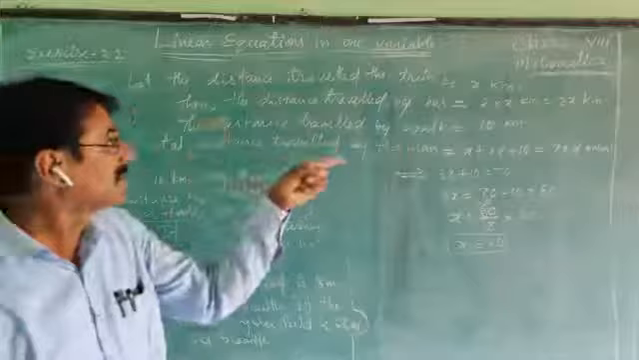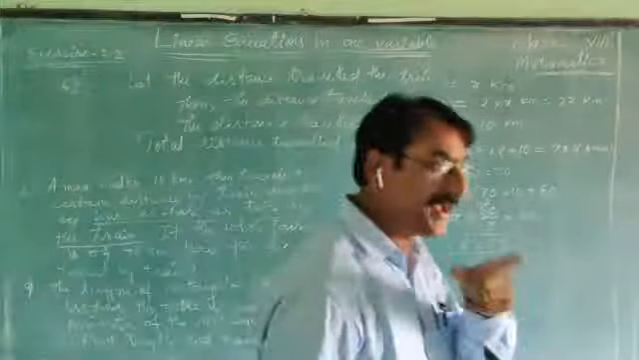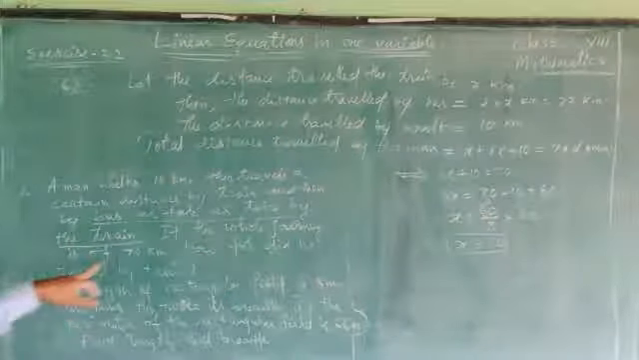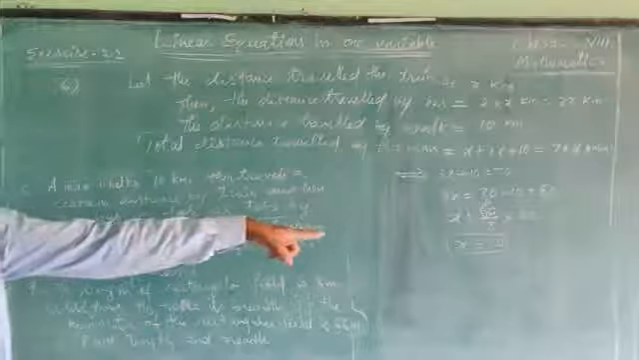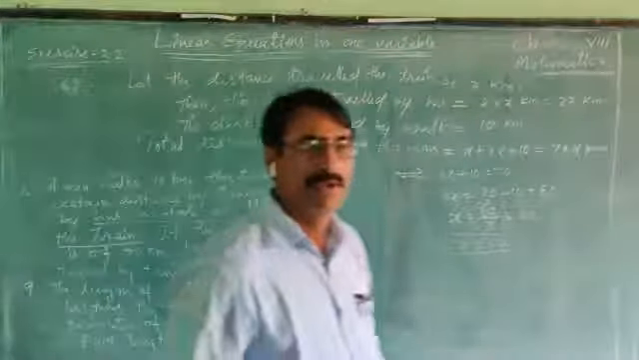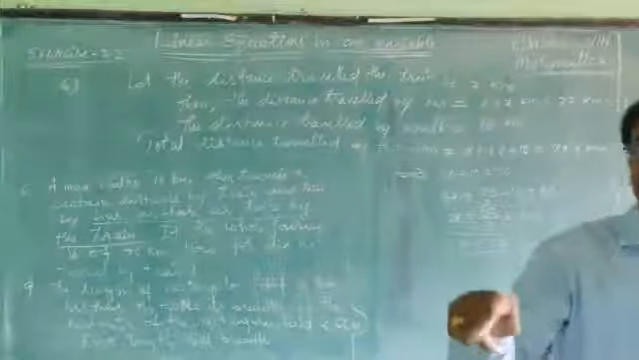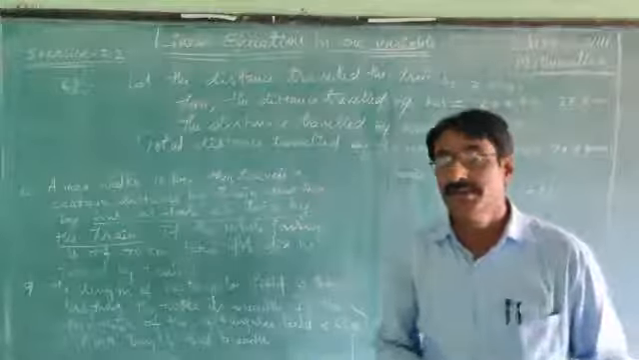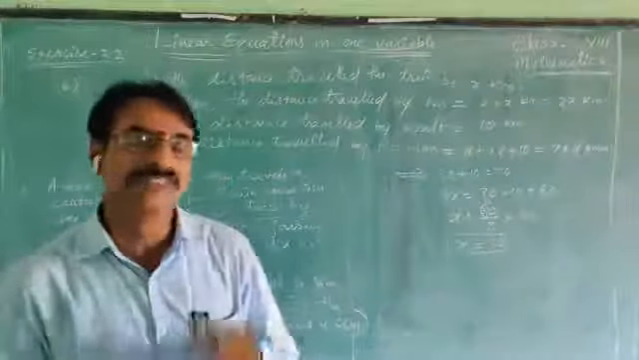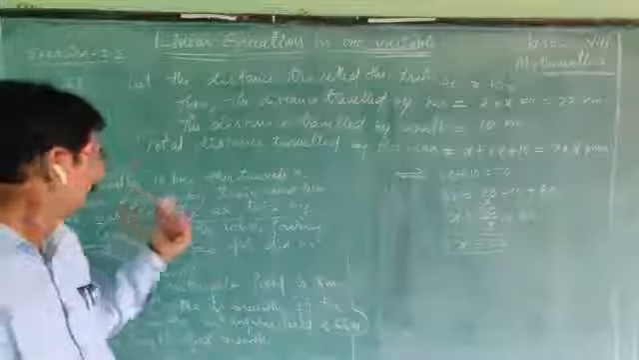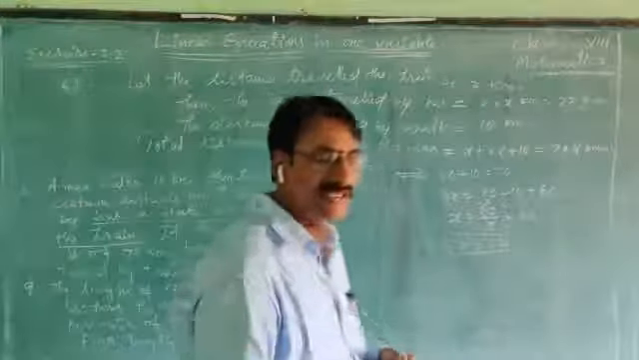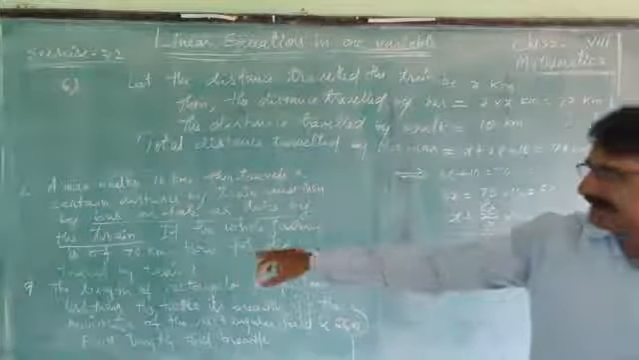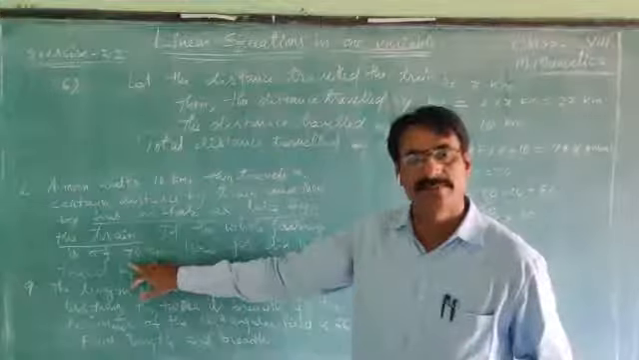x is the distance traveled by train. Here you observe, once come into the question: how far did he travel by train? 20. By bus how much? Twice of 20, 40. 20 plus 40, 60. How much distance traveled by walk? The distance is 10. 60 plus 10, 70. Yes, the given total distance is also 70.